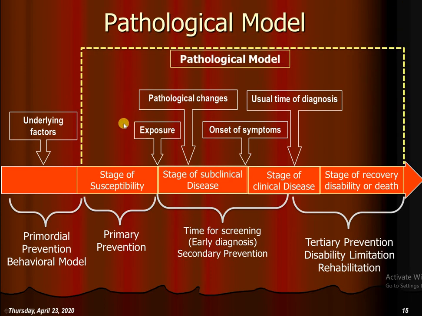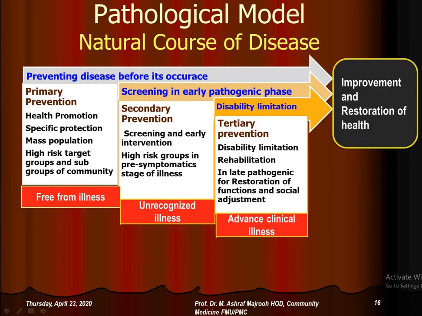So this is the pathological model here, and this is the behavioral model here for the underlying factors. So what are the interventions in the pathological model? The interventions are, first, primary prevention. This is the prevention of disease before its occurrence, and health promotion and specific protection are the strategies. The target population is the mass population or high-risk target groups and subgroups of the community in this intervention.